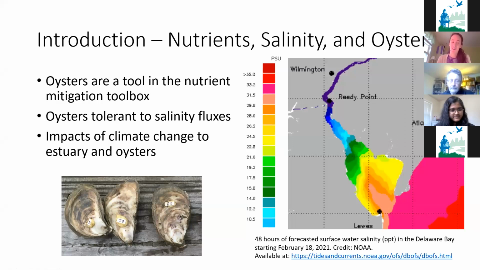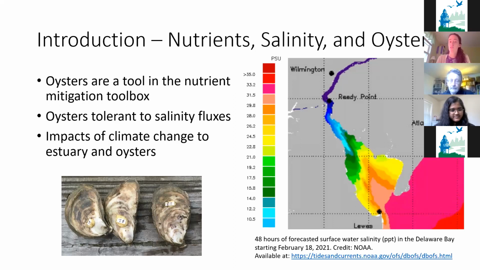Now, oysters are resilient critters. They are generally tolerant to changes in salinity, which they see on a daily basis in the Delaware Bay. These daily changes are being shown in the now hopefully moving figure on your screen to the right. This is a NOAA-generated map of predicted surface water salinity in the Delaware Bay over a span of 48 hours from February 18th of this year. Warmer colors represent higher salinity conditions. So what you're seeing is that salinity changes naturally daily from incoming and outgoing tides and is influenced by the influx of fresh water, primarily from the Delaware River.